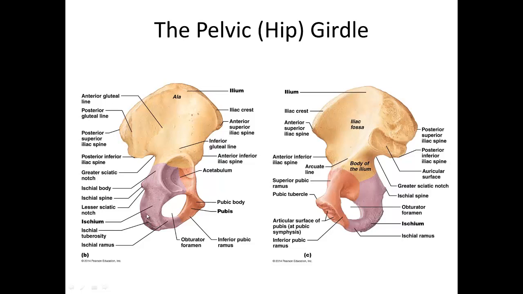And most inferiorly, we have the ischium, whose prominent feature is the ischial tuberosity, which is also referred to as the sit bone. So this is where all your weight is transferred through to your seat when you're in the seated position. And anterior to that, we have the pubis.